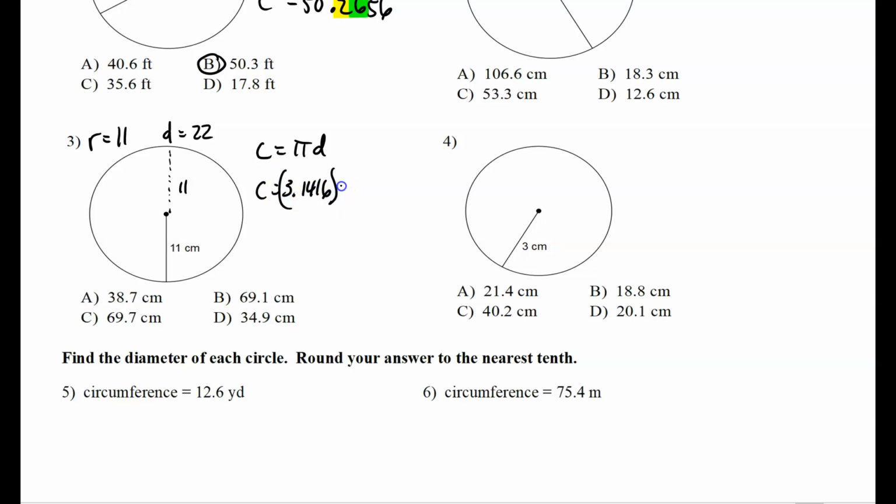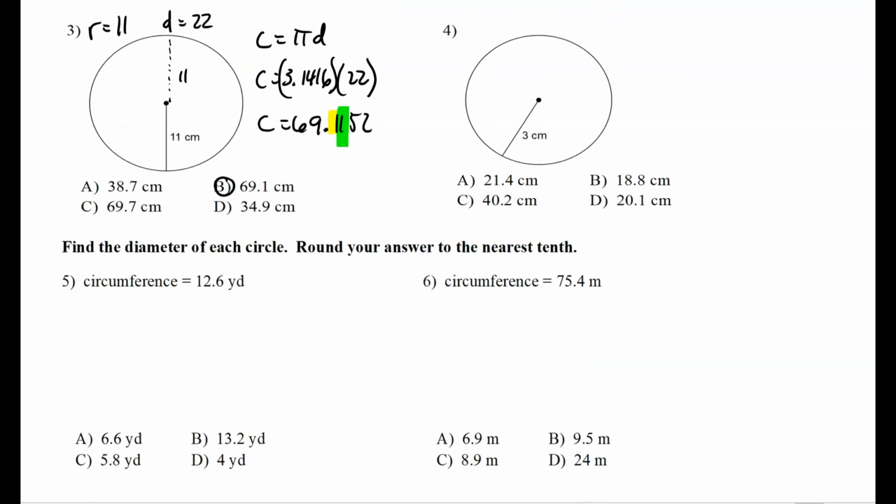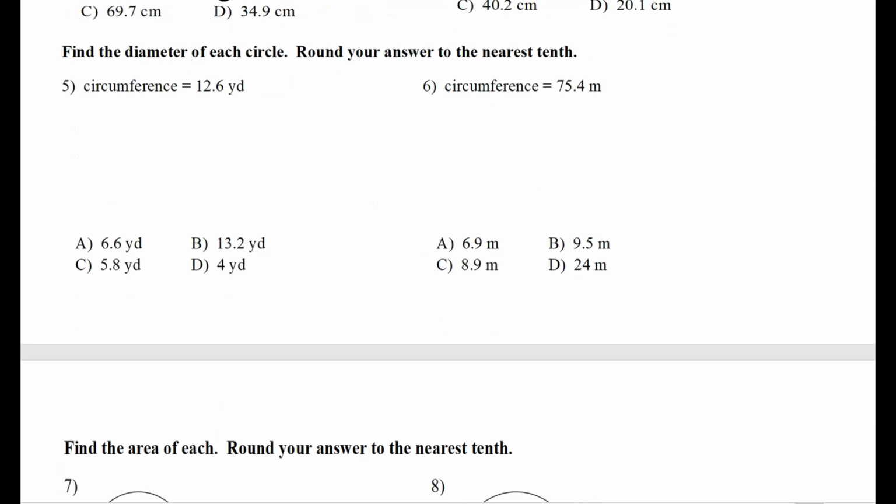3.1416 times 22. You'll notice the circumference, or the distance around the circle, is 69.152 centimeters. And so our 1 is in our tenths spot, and the 1 behind it is actually in the hundredths spot. So we just stay the same, B. Right? And you'll notice all the units for circumference are just regular units. Just like perimeter, the units are regular units. Right? Now, on these problems, you're going to work backwards.